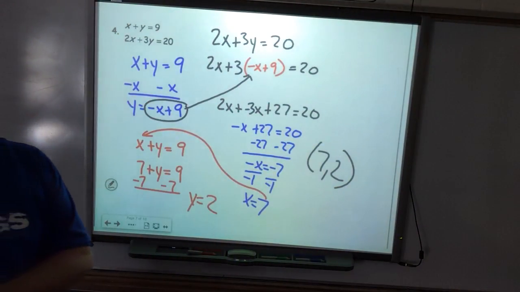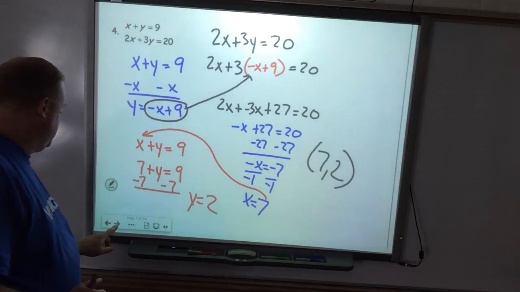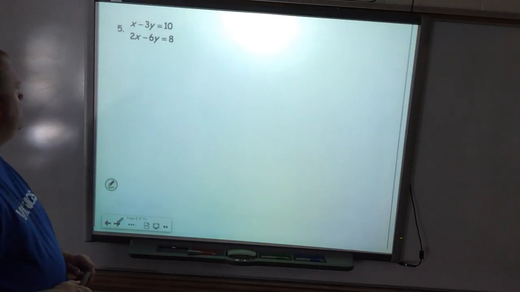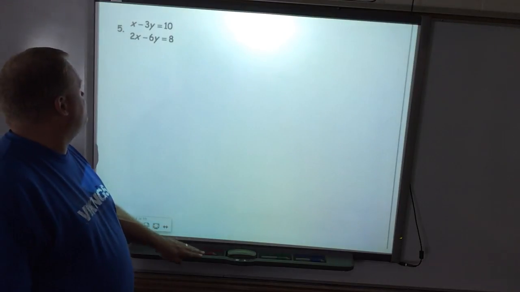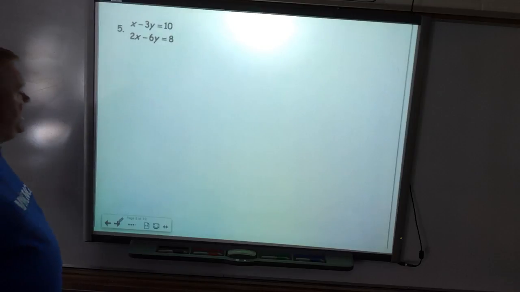Okay, we have 2 more examples. I need you to see the other 2. Here we go. Next one. x minus 3y equals 10. 2x minus 6y equals 8.